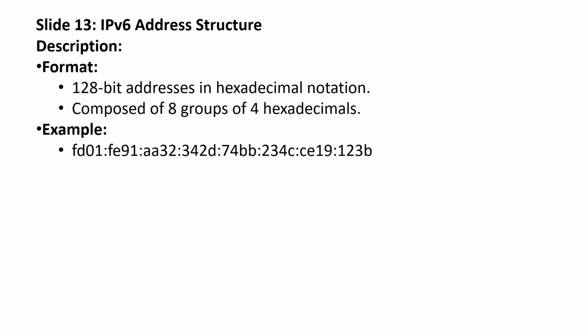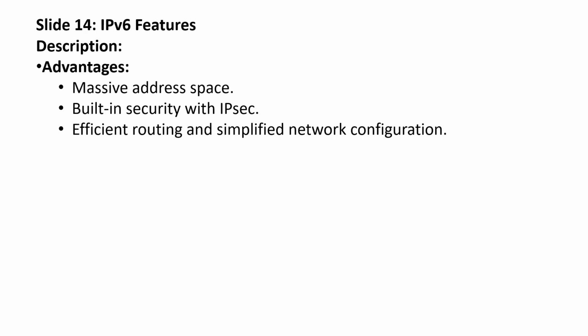IPv6 address structure. IPv6 uses 128-bit addresses in hexadecimal notation. It is composed of 8 groups of 4 hexadecimal digits. Here is an example. IPv6 features. Advantages of IPv6: it has a massive address space and built-in security with IPsec. It has efficient routing and simplified network configuration.